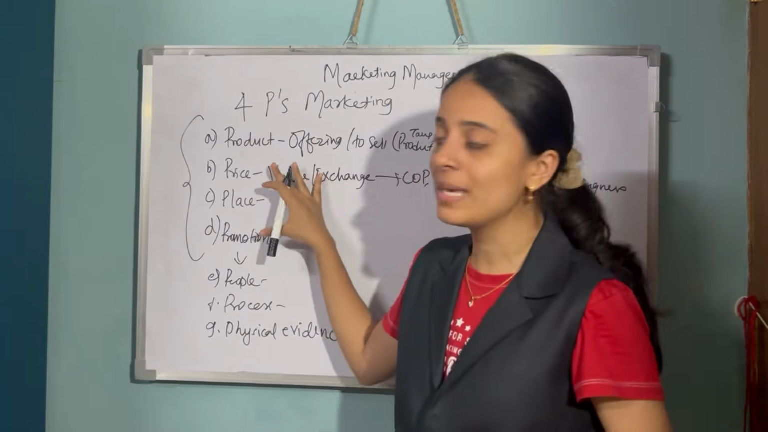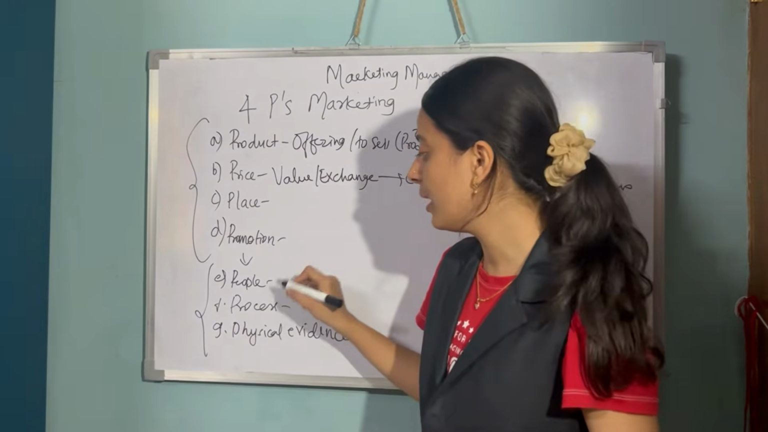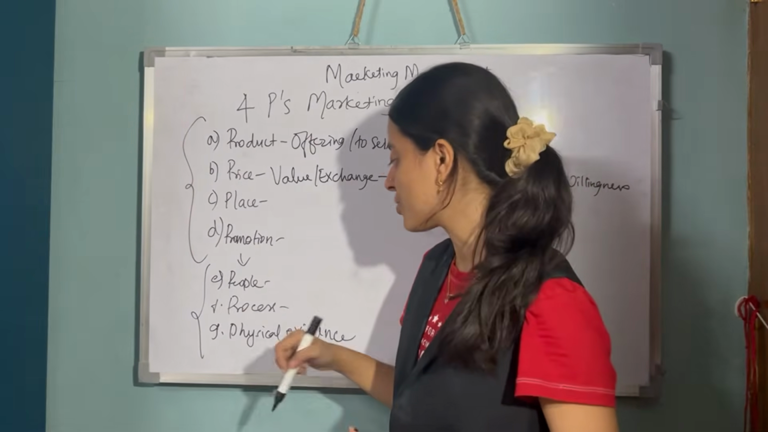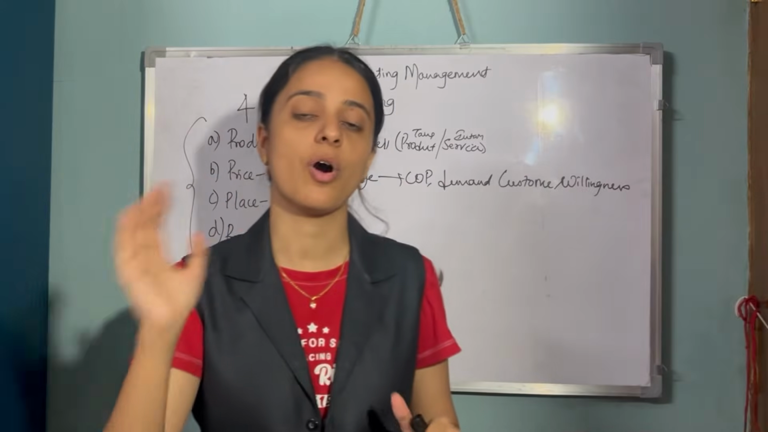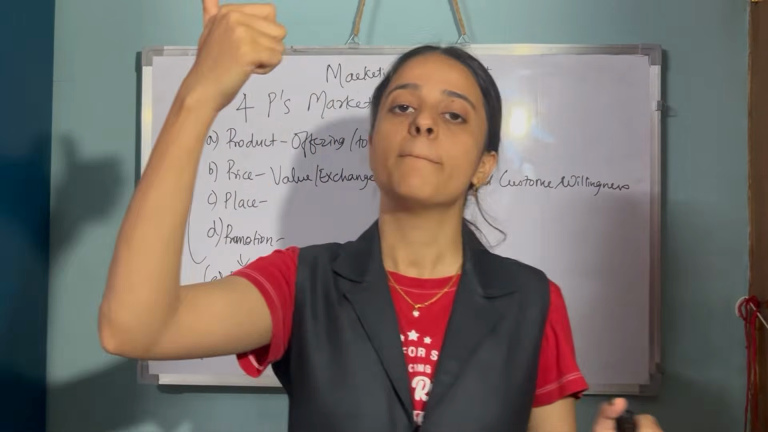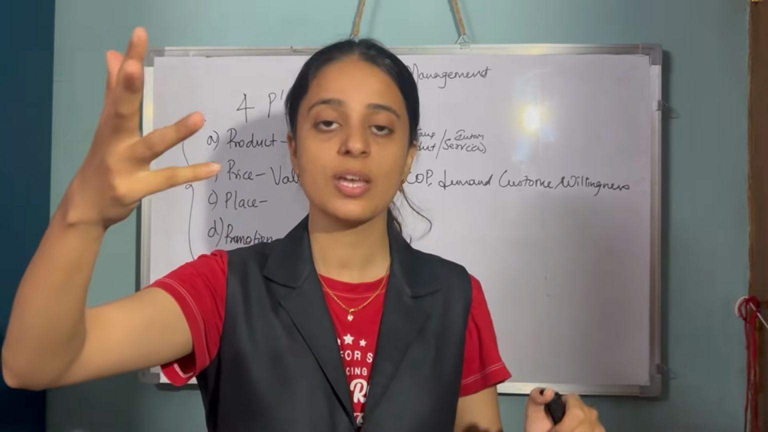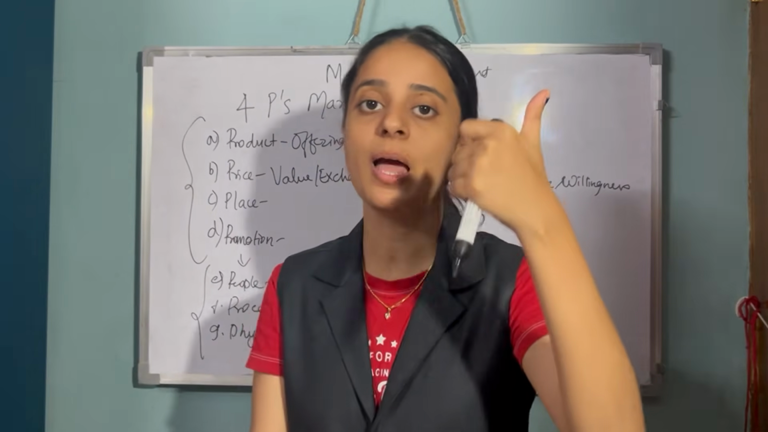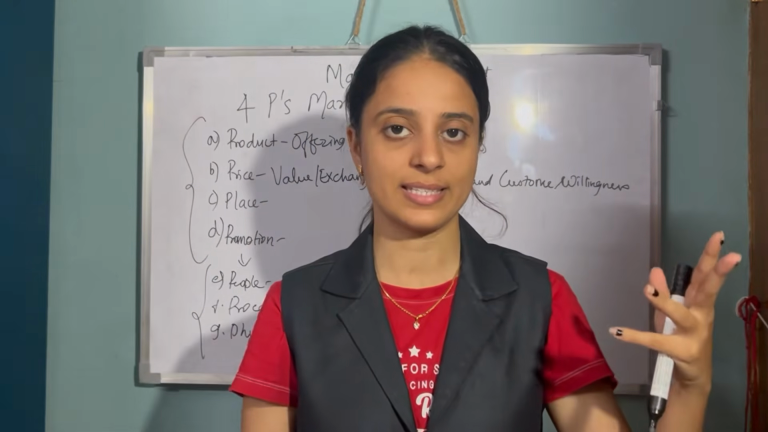So these 4 P's were the traditional, and in the modern marketing management there are 3 more P's, that is people, process and physical evidence. So hope this concept of P's of marketing is clear. The 4 P's are product, price, place and then promotions, and then we have people, process and physical evidence.